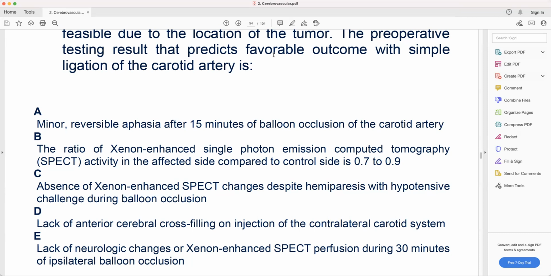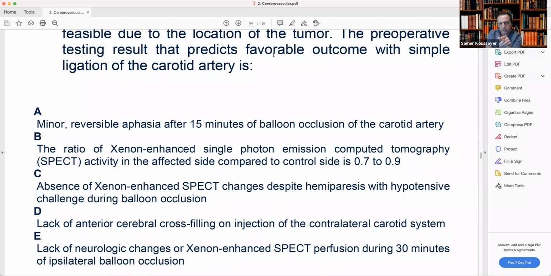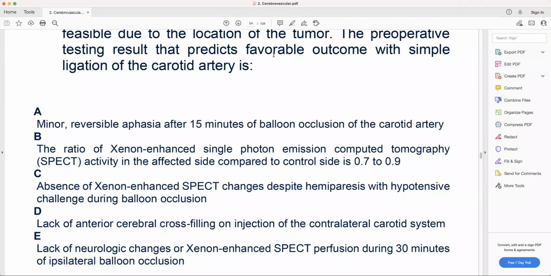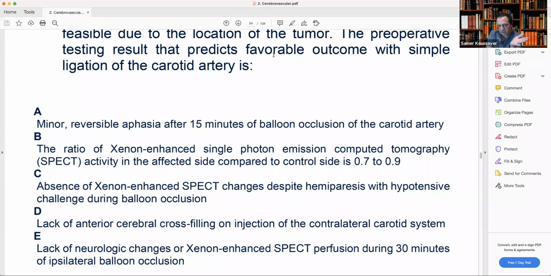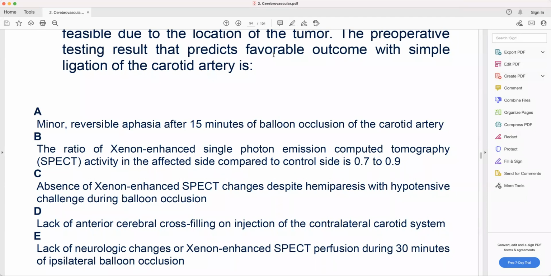So C, absence of xenon enhanced SPECT changes despite hemiparesis with hypotensive challenge during the balloon occlusion. What they tell you here is, what if the test came back negative, all equal, but he had hemiparesis? No, because it's bad. It doesn't matter about the test. You have a symptom, that's it. So you don't care about the test. This is wrong.